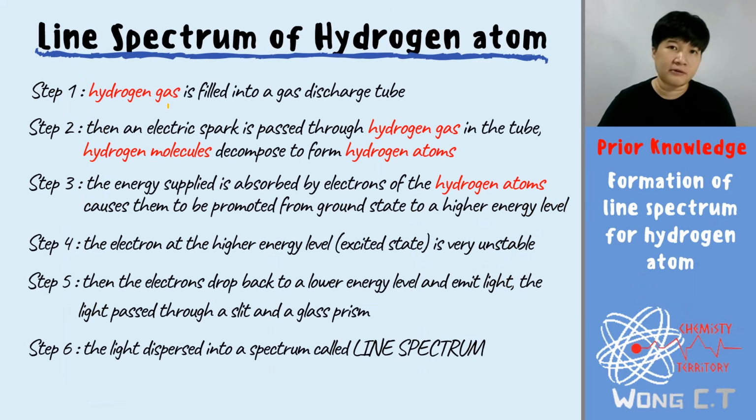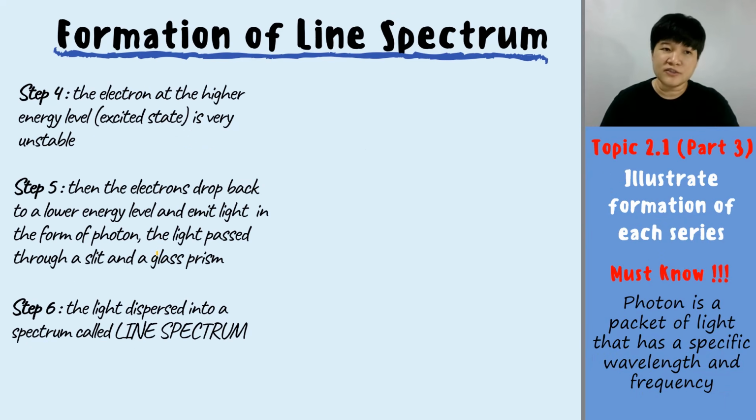Before we talk about the formation of the Lyman, Balmer, Paschen, Brackett, and Pfund series, make sure you know the formation of the line spectrum of the hydrogen atom. There is a video where I discussed that. If you haven't watched it, make sure you watch it first. We will focus on steps 4, 5, and 6 to show the formation of every series. So let's recall what steps 4, 5, and 6 mentioned.